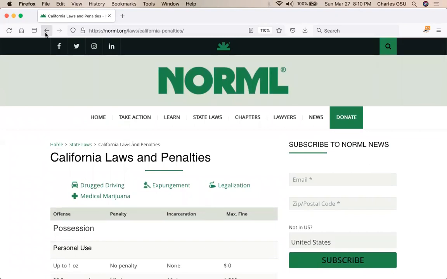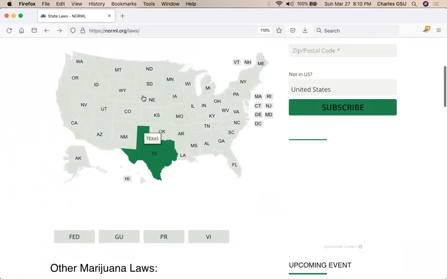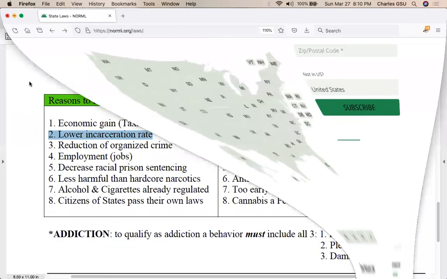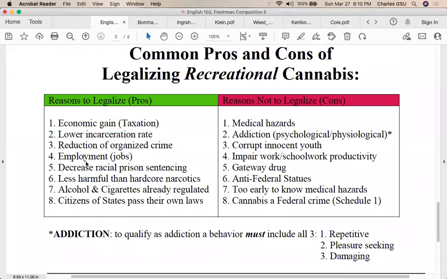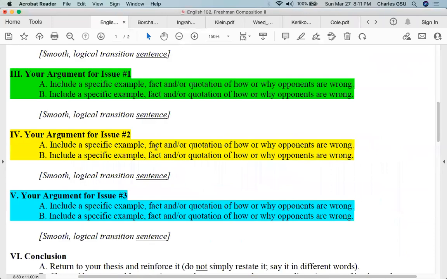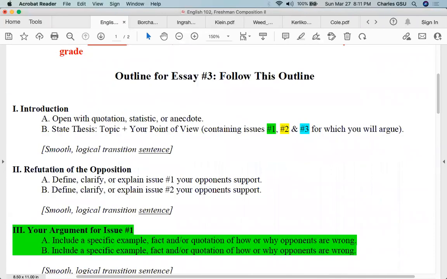And again, the issue is, well, why can't all 50 states have the same laws? Which is what you should argue. Okay, so I have these color coded, green for obviously go or legalize, and red for don't legalize. And your task is to choose in your thesis, which appears in the introduction, 3 reasons why we should or 3 reasons why we should not legalize.